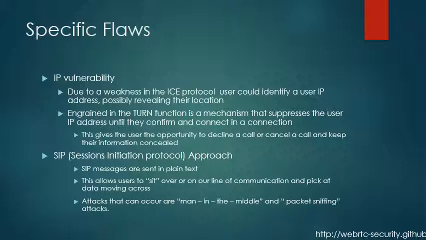It's in the TURN function, a mechanism that suppresses the user's IP address until they confirm a connection. So they basically have the choice before they accept a connection, whether they want to expose that IP or not by accepting the connection. You would think that a user would only be accepting connections from people that they're anticipating, so that their location and IP address would be relatively safe. You can see there it gives the user the opportunity to decline a call or cancel a call and keep the information concealed.